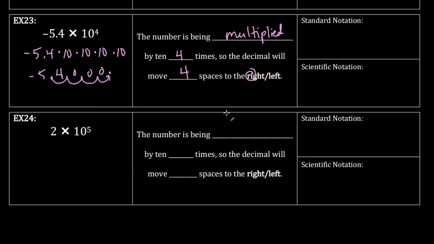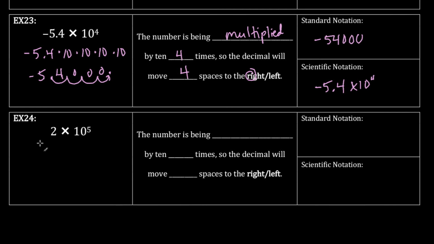Okay, so let's start with standard. Our standard notation is negative 5, 4, 0, 0, 0, so negative 54,000. And our scientific notation is negative 5 and 4/10 times 10 to the fourth power. And on to our last one. We have 2 times 10 to the fifth.